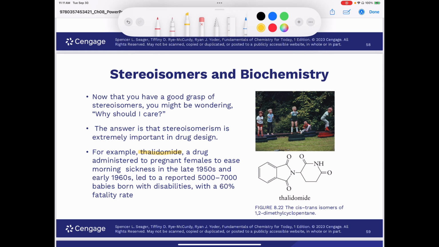So 50% of the sample was the good drug, the thalidomide, that alleviated the morning sickness, but the other half was the stereoisomer that was a teratogen. A teratogen just means it mutates the fetus, and so it led to the birth of many babies that were born with severe disabilities, and most of them died. Thalidomide is still a marketed drug. However, now it's only marketed as a single stereoisomer. It's what we call an enantiomer, and I'm not going to get into that right now, but that's why stereoisomerism is so important to us as chemists.